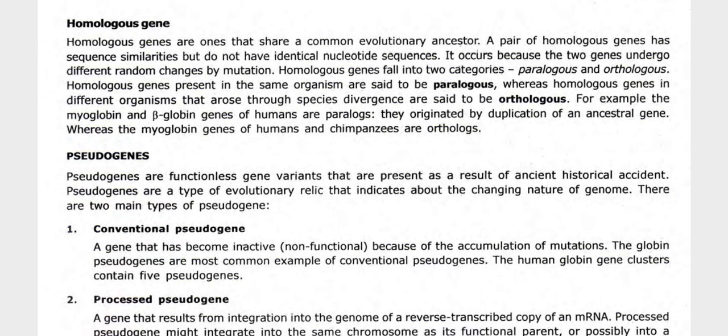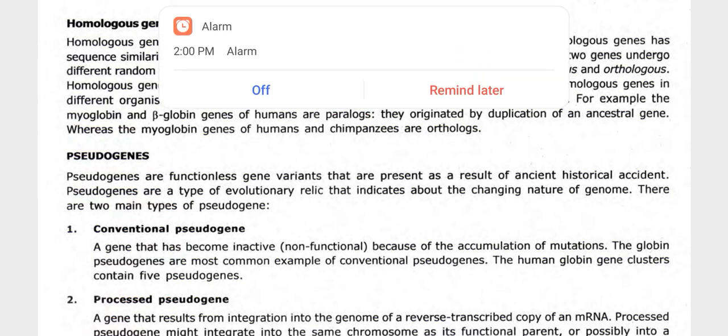Paralogs and orthologs: homologous genes in different organisms that arose through species divergence are said to be orthologs. Orthologs, different species. Same organism, paralogs; different organisms, orthologs. For example, the myoglobin and beta globin genes of humans are paralogs. They originate by duplication of an ancestral gene, whereas the myoglobin genes of human and chimpanzee are orthologs.